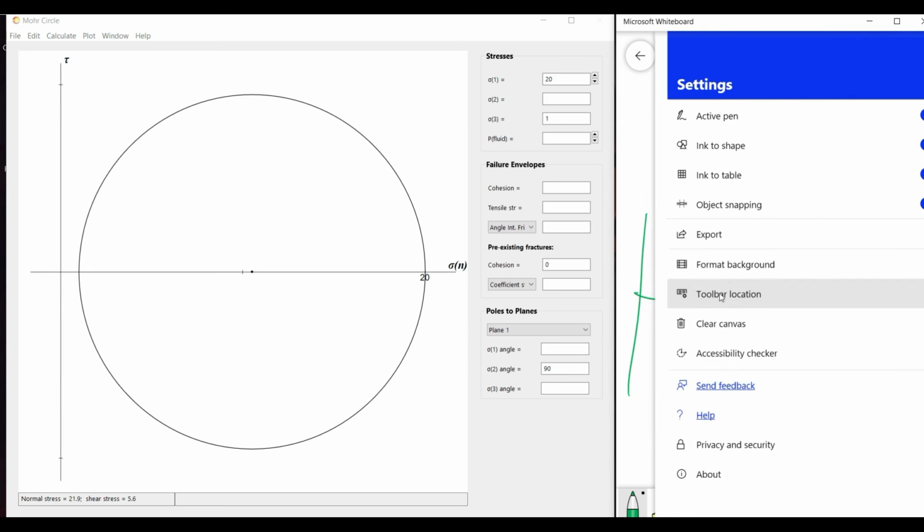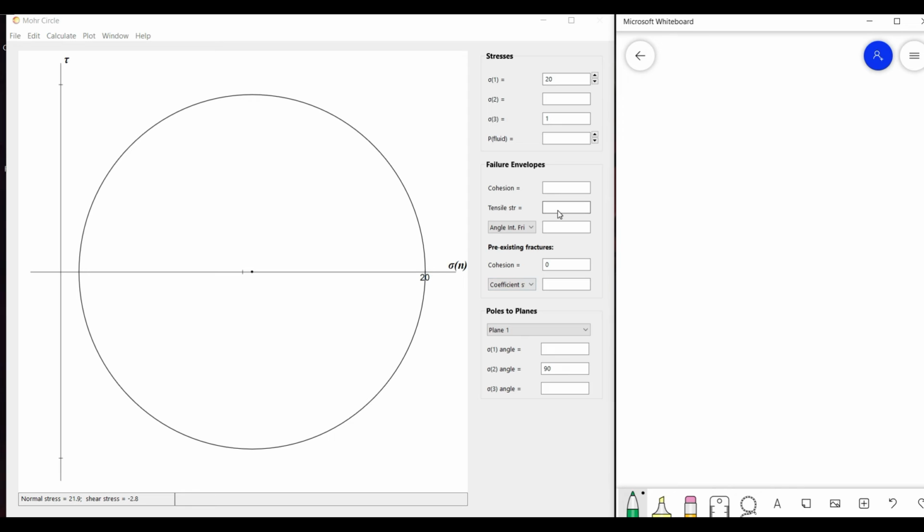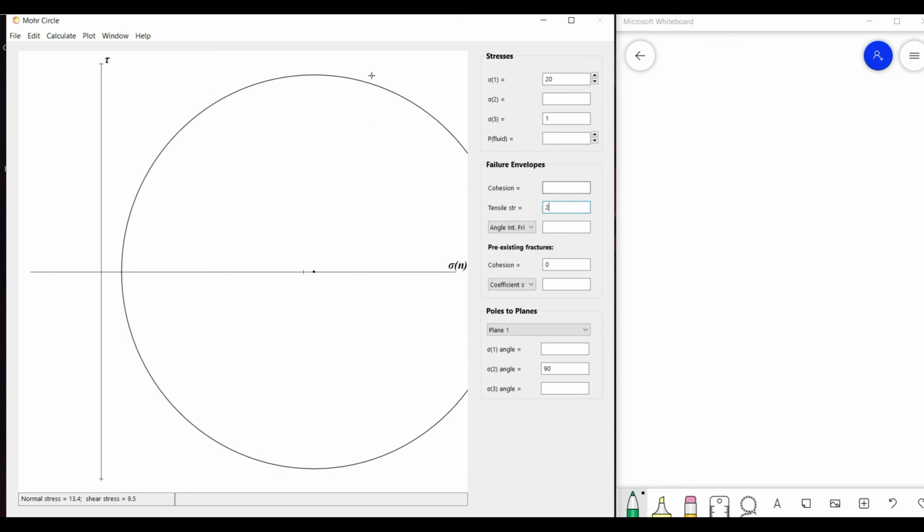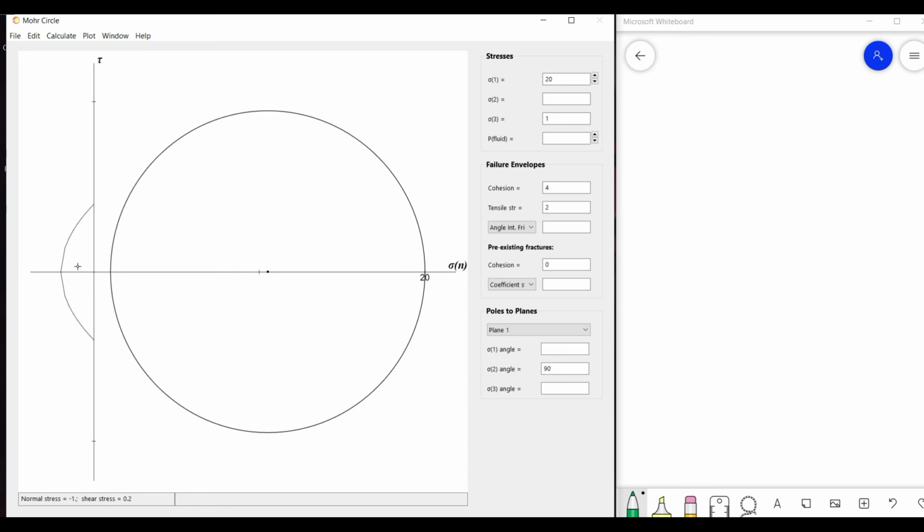So for that we need to fix the tensile stress, and as we have already spoken, the cohesion is equal to 2 times the modulus of the tensile stress. So by keeping the tensile stress at 2, now actually we are getting some curve. That curve we are actually talking about.